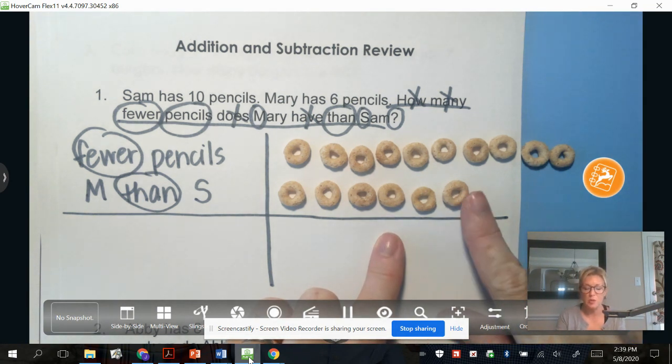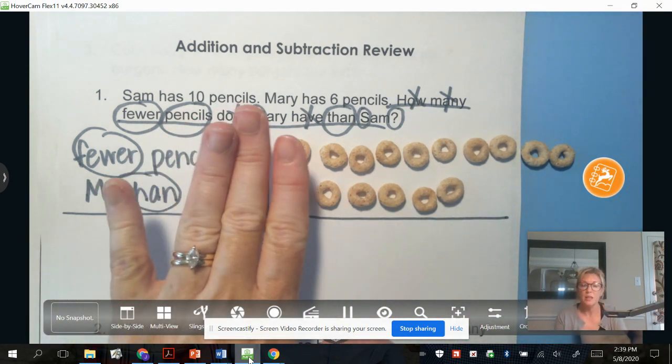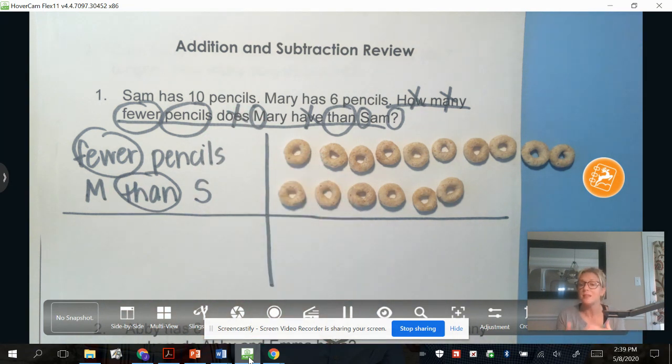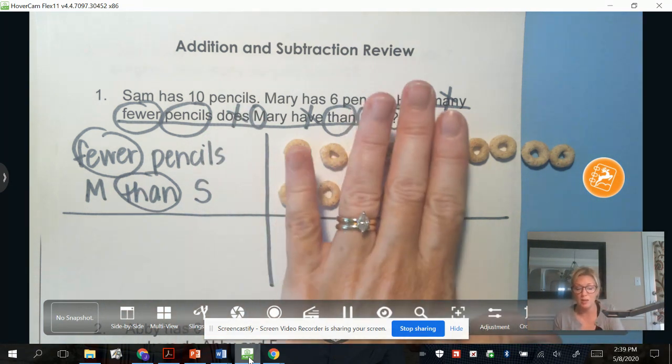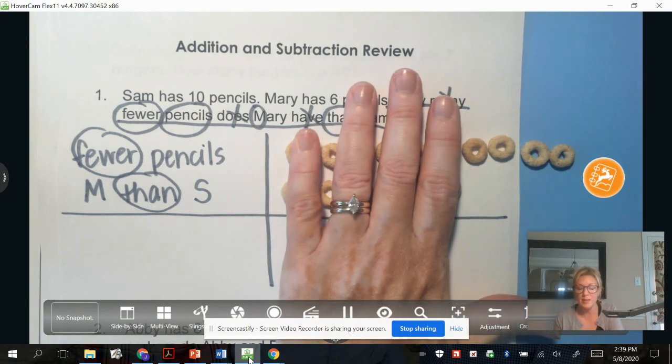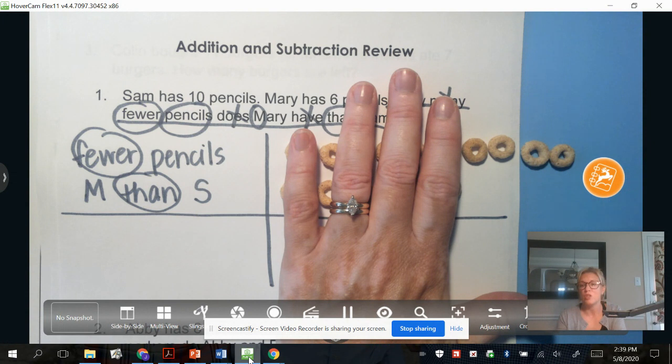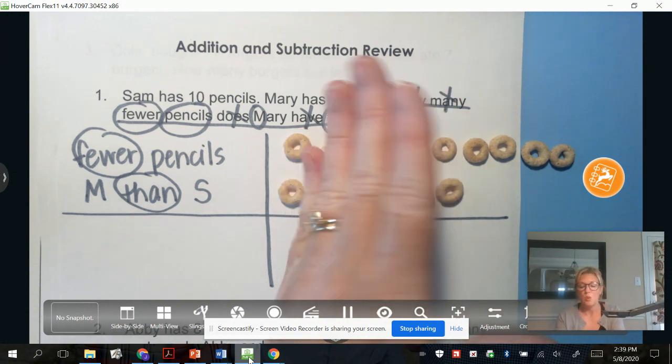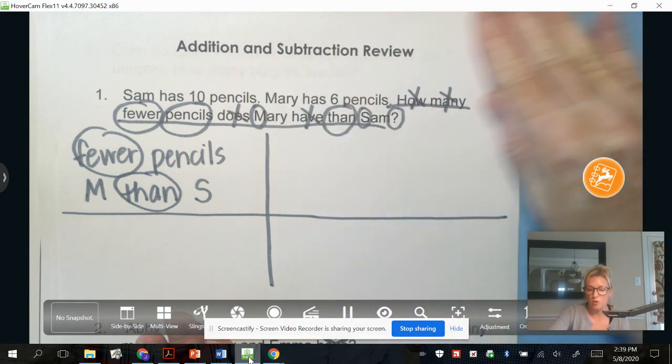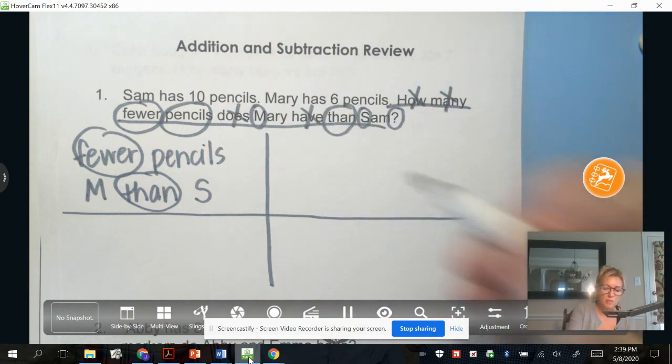How many fewer? So we would compare by giving them each a buddy. Giving them a buddy shows how they're alike. One of the ways we compare is by showing how numbers are alike. Well, they're both alike by 6. How are they different? They're different by 4. So she has 4 fewer. If she had 4 more, they would have the same, right? Okay, so let's look at that in a model drawing. Sam has 10 pencils. Who?